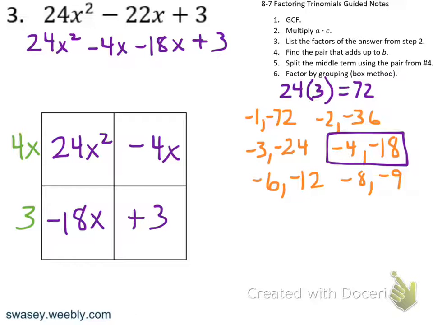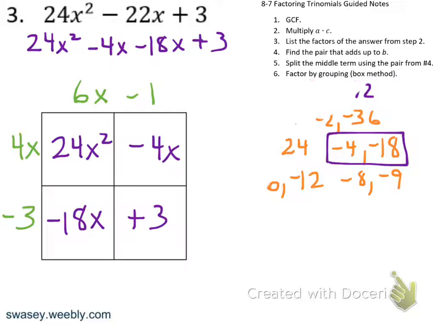24x squared divided by 4x is 6x. If you check it for the bottom row, 6x times 3 is 18x. So instead we need this bottom to be negative. Negative 4x divided by positive 4x is negative 1. Check it for the bottom row, negative 1 times negative 3 is 3. So we do have the correct factoring there. Now we'll list out our two factors.